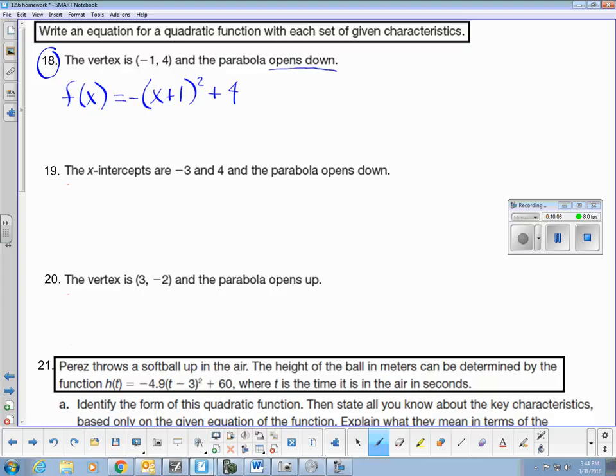Number 20, again, since they give the vertex to me, I'm going to write that in vertex form. So let's try number 19. This one gives me my x-intercepts. So knowing my x-intercepts, I'm going to choose to write this in factored form. So I'm going to write this as f of x is equal to, my first x-intercept is negative 3, so x plus 3. My second x-intercept is positive 4, so x minus 4. And if I want my parabola to open down, I need a negative value for a, so let's say negative 2.